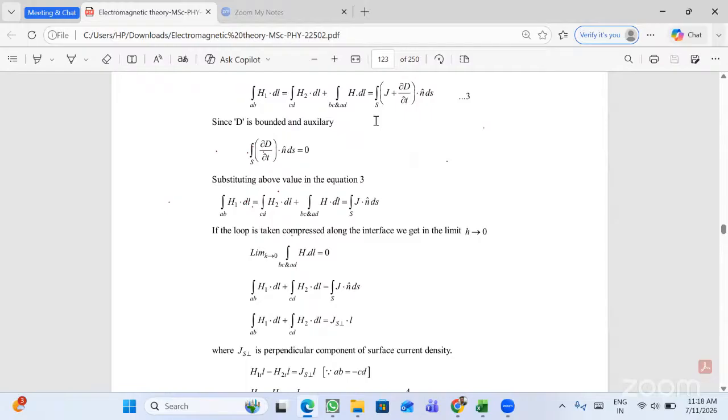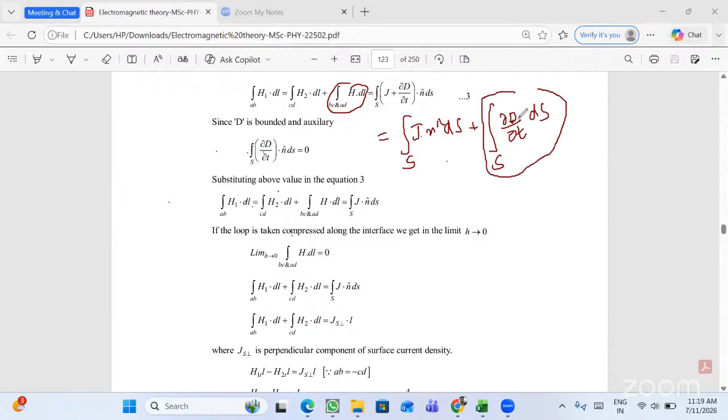So, sorry, only the value of this entire term will be 0. And here, in the surface integral, we can write the surface integral of J dot n cap dS, plus the surface integral of ∂D/∂t dS. This part is going to be 0 because D is constant throughout the surface. The rate of change of D will be 0. This value is equal to 0, whereas this value is not equal to 0.